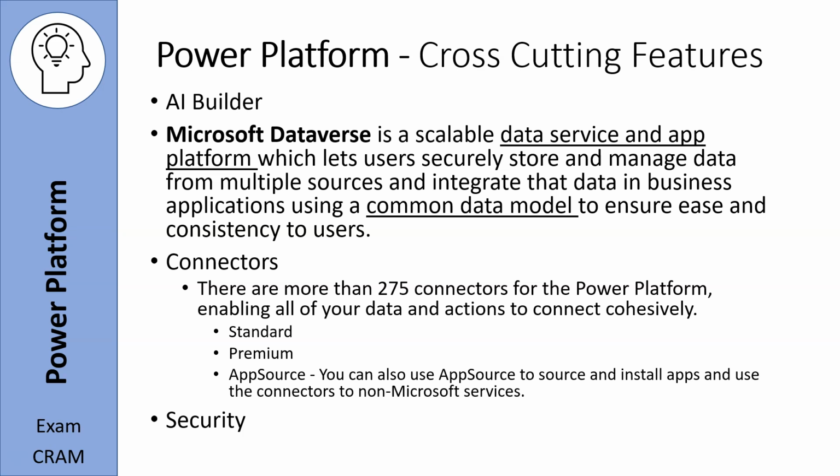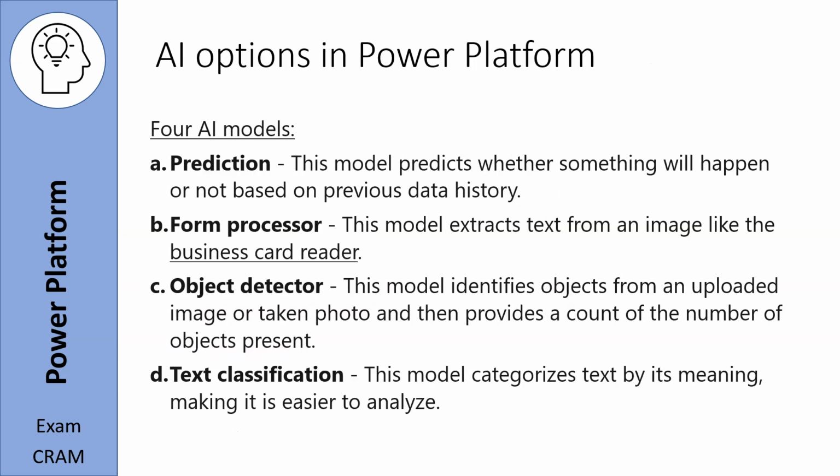So in the upcoming few slides, we are going to talk about all these cross-cutting features which are used across Power Platform. So, AI options in Power Platform. There's not much tested on the exam on this. All you need to know is there are 4 AI models applicable to Power Platform: prediction, form processor, object detector, and text classification.